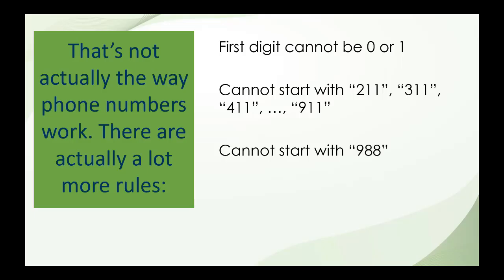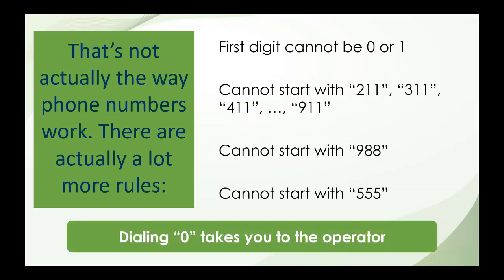You also can't start your number with 988 or with 555. Those are all off limits. Why? Well, the first digit can't be 0 because if you dial 0 on a phone, it takes you directly to the operator. And so your phone number can't start with that number.